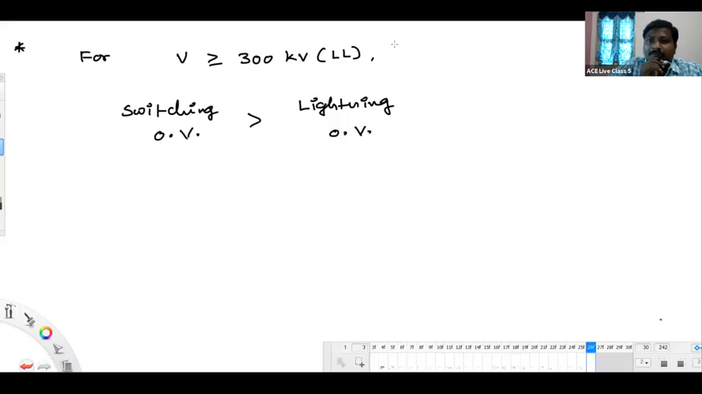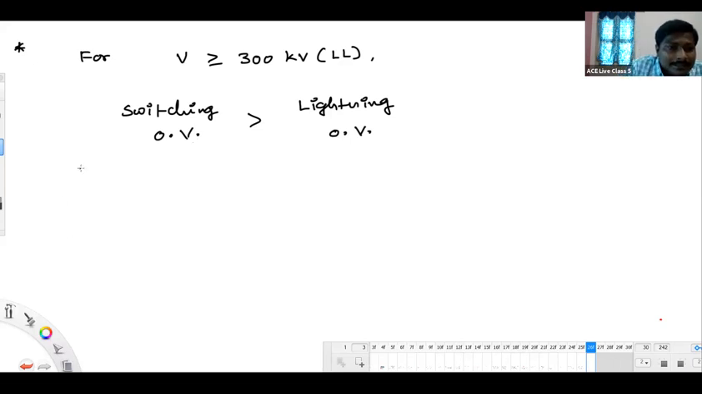Generally, for operating voltages greater than or equal to 300 kV line to line, switching over voltage will be greater compared to lightning over voltage. Now, above 300 kV, what are the voltage levels we have in India? 400 kV and 765 kV. For those levels, if they have asked you to select the insulation level, based on what over voltage you have to select? That will be based on the internal over voltage, or you can say switching over voltage.